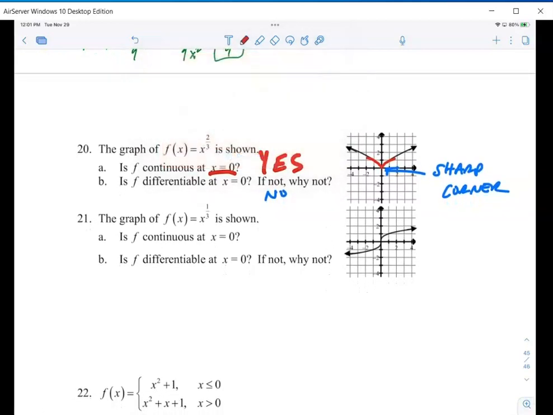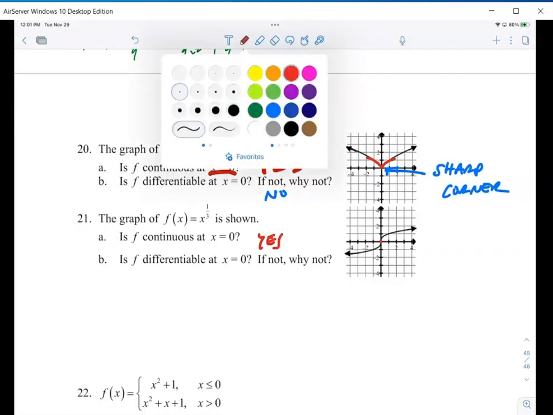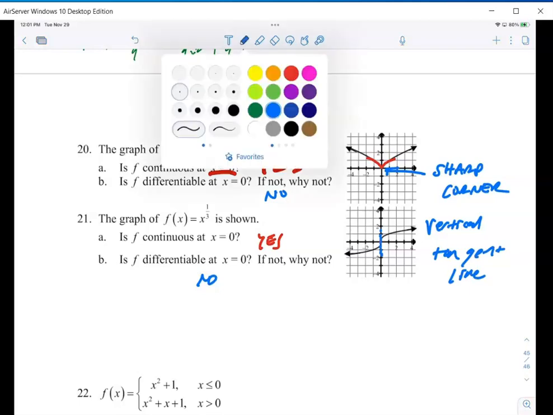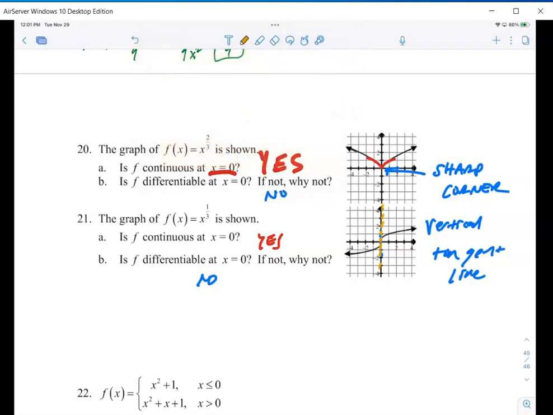Next one, is it continuous at 0? It is. I can take 0 to the 1/3 and that's fine. Is it differentiable? This is actually also no. And the reason is because it has a vertical tangent line. Okay, a vertical tangent line, meaning it goes straight up and down. All right, and so it doesn't have a derivative at that point because the derivative is undefined.